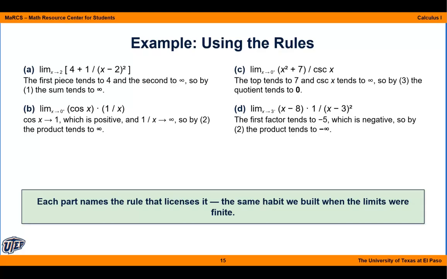In part C, the numerator approaches +7, while the denominator grows without bound. A bounded quantity divided by an unbounded quantity approaches 0, so the limit is 0. In part D, the finite factor approaches −5, while the other factor approaches positive infinity. Multiplying by a negative value reverses the sign, so the product approaches negative infinity. In each case, we identify the applicable rule and then state the actual limiting behavior.